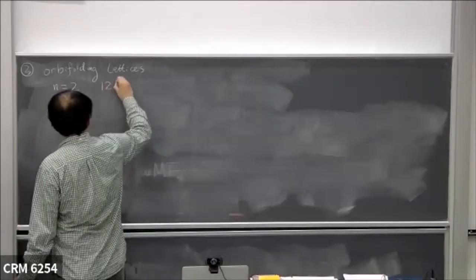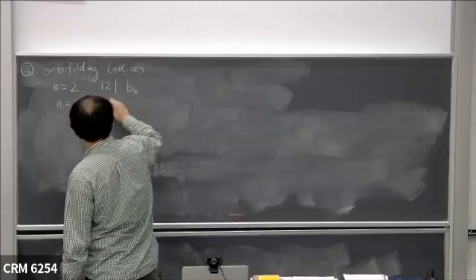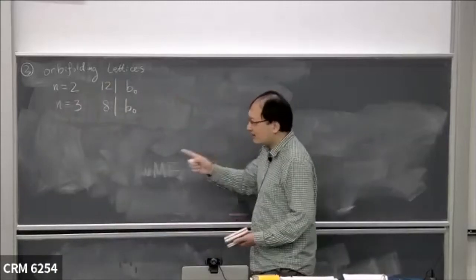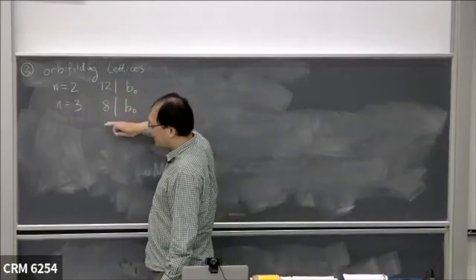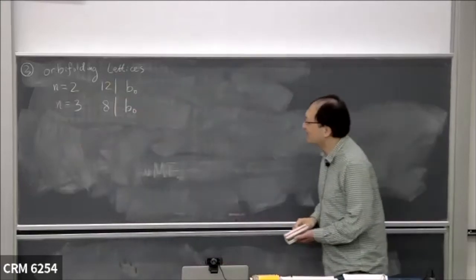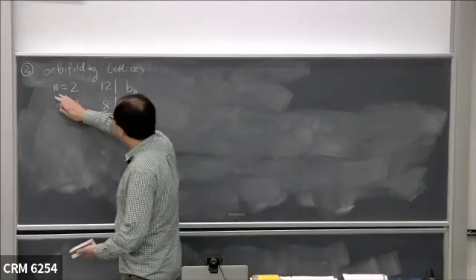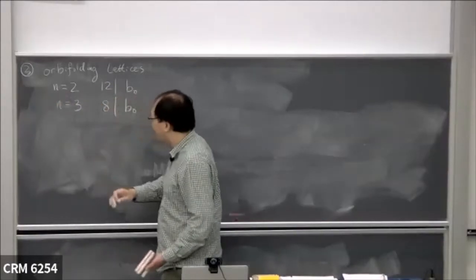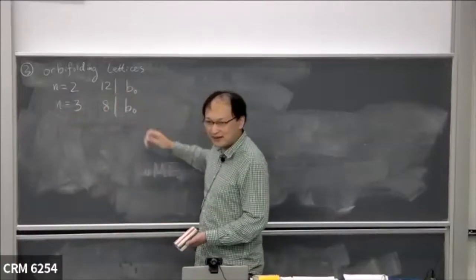again the condition that 12 divides B0. For n equals 3, you have 8 dividing B0. So if you compare that with the constraint, you realize that those always satisfy the constraint, but they are not sharp. So maybe that's suggesting that there are some holomorphic theories with n equals 2, meaning central charge 48, or n equals 3, that improve on these bounds.